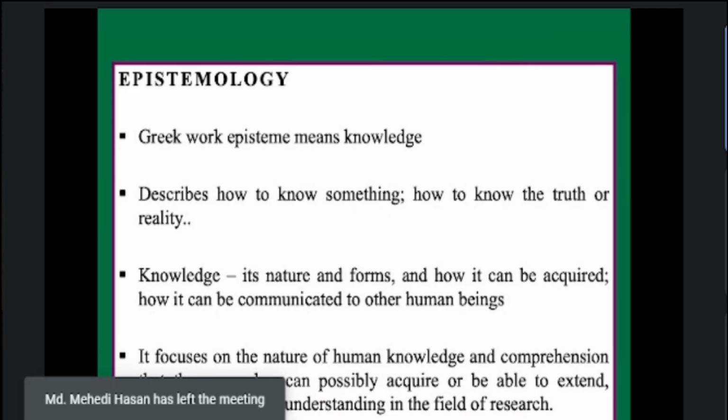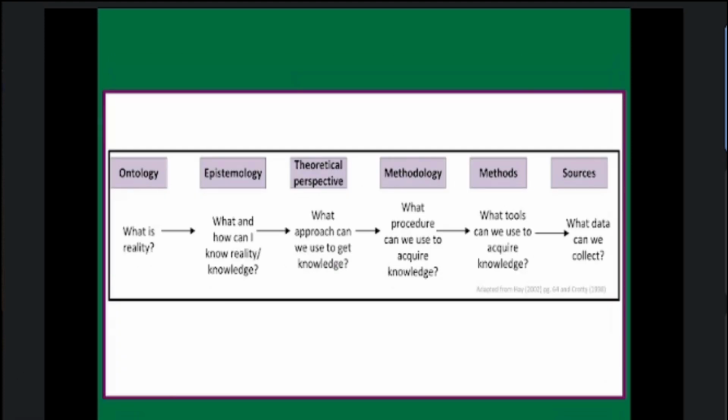Okay, so this slide is very, very nice. I like this slide a lot. Basically it tells you exactly how the research flows. So ontology, what is the reality? Epistemology, what and how can I know the reality? Theoretical perspective, what approaches? We'll be looking at that after, deductive and inductive approaches. Methodology, what procedures? The kind of procedures and research design we choose. And what tools can we use to acquire the knowledge? Is it qualitative, quantitative, all that?